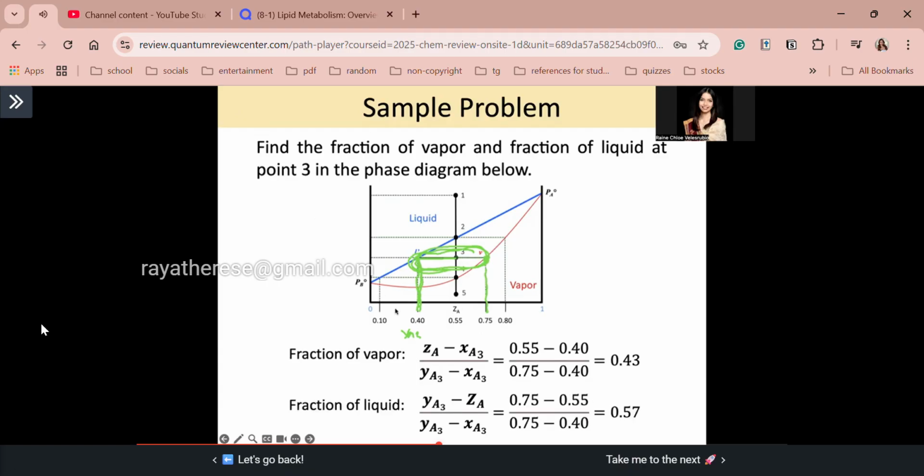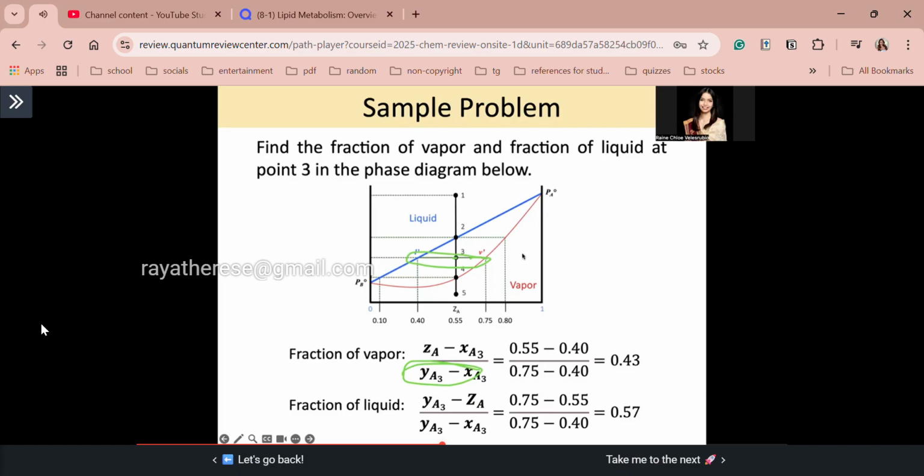Tapos naman, getting the fraction of liquid. Again guys, hinahanap natin fraction of liquid, dapat inverse yung numerator natin. So titingnan natin si segment V apostrophe. So that is Ya3 0.75 minus 0.55, diba? Your Za, divided by again the total amounts of liquid plus vapor at 0.3. So that's 0.75 minus 0.40. That is equal to 0.57. Ano ang interpretation nito? We have 57% of liquid in our overall mixture. So at 0.3 guys, 43% yan ay vapor, tapos 57% yan ay liquid.